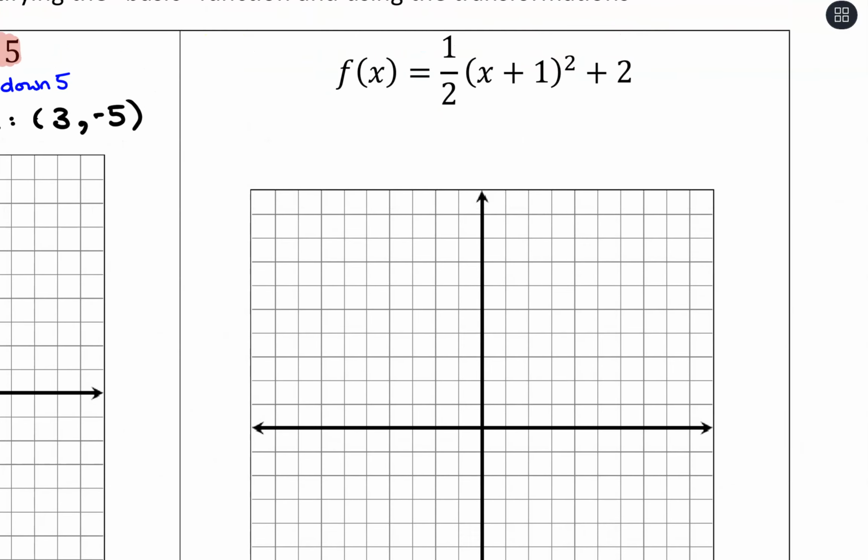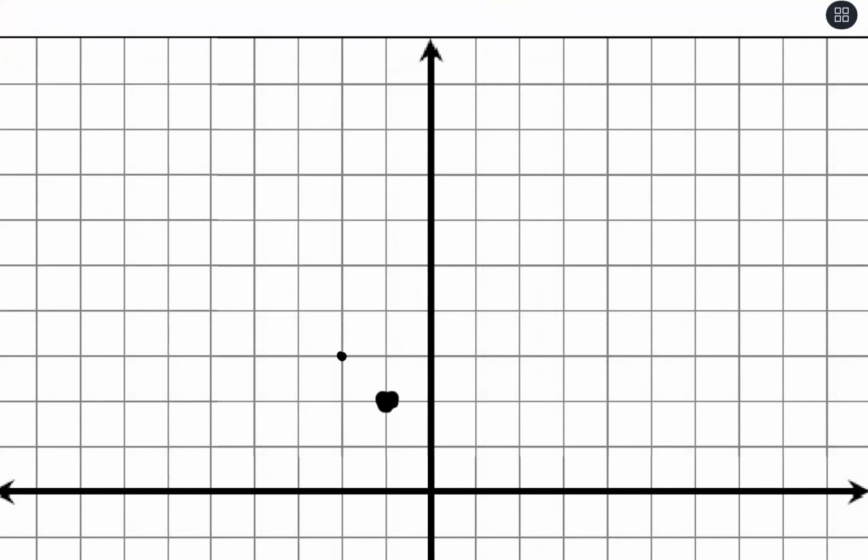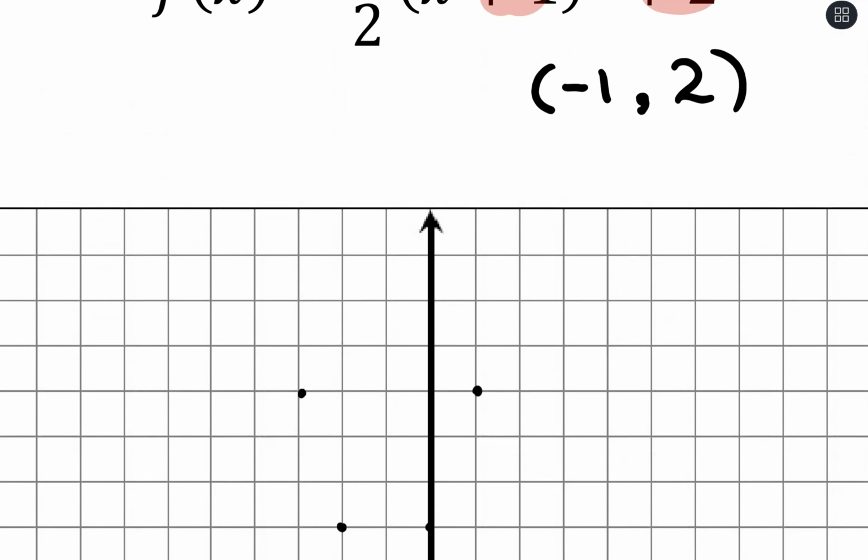Okay, with this next one, for our vertex, we're looking at this +1 and +2. So this one is going to shift left 1. That's going to bring us over to -1 and then up 2 to +2. So -1, +2. Not there though, up to 2. Okay, and then where we would usually have 1, 1, 2, 4, 3, 9, I won't have enough space for that one.